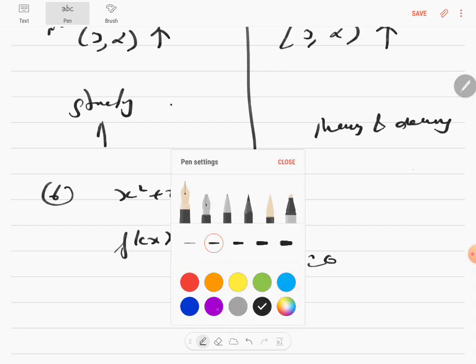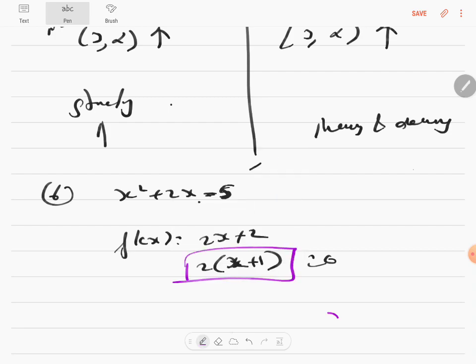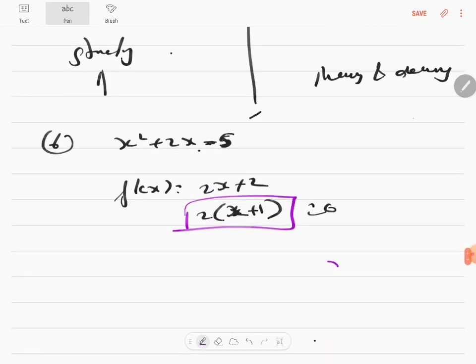Put a box around this, I always say so. When you solve, you have to put a box around it. Then it's easy. You know from here x is equal to minus 1.